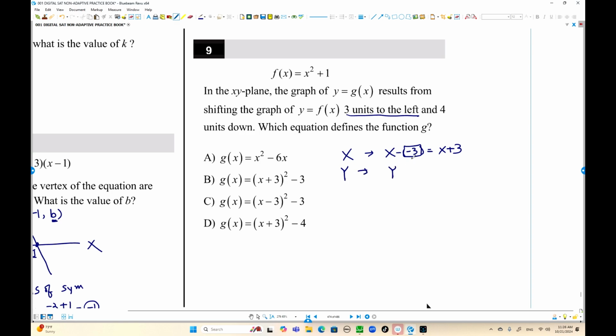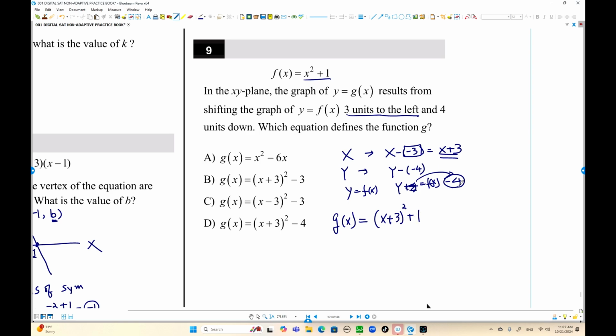Actually, 4 units down is y minus 4, right? But y equals f of x. So y plus 4 equals f of x. Actually, this is usually we use it on the right hand side. Okay, negative 4, right? That's why 4 units down is minus 4, okay? So replace over here. g of x. First one replace with x plus 3, right? So over here, (x plus 3) squared and plus 1.